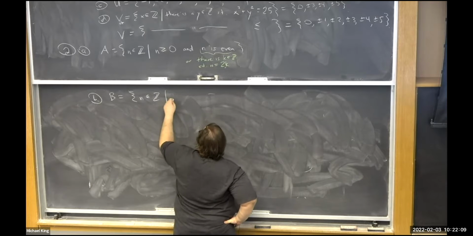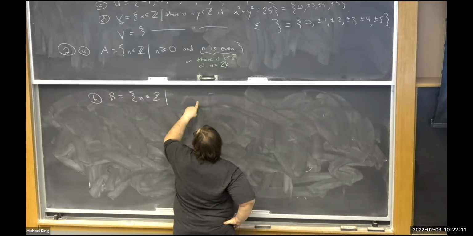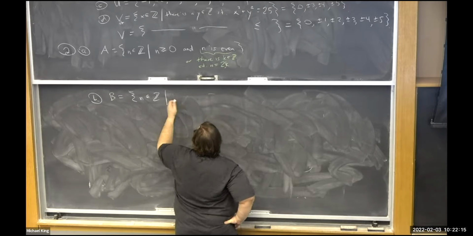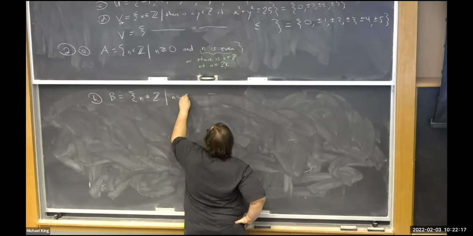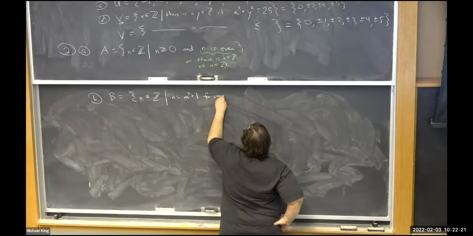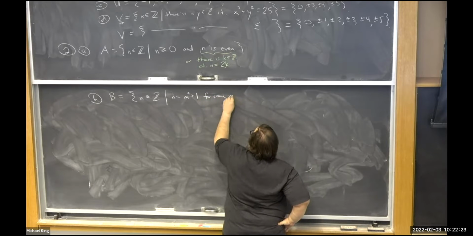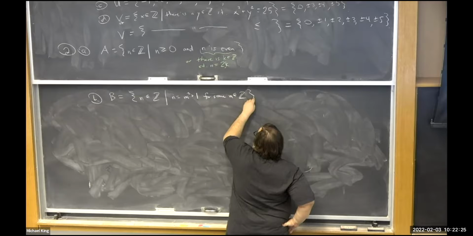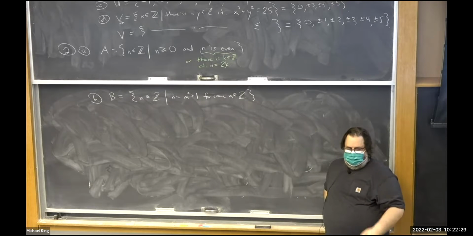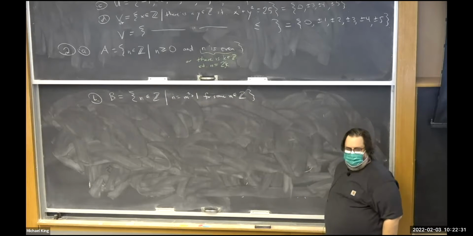there's a couple ways you could write this. You could say there is an M such that N equals M squared plus 1, or you could say N equals M squared plus 1 for some choice of M in Z. So sometimes we rewrite the language that way too. It's slightly more readable, maybe.